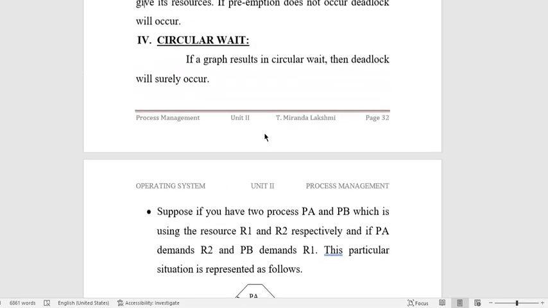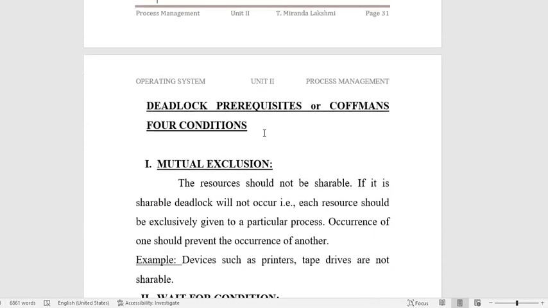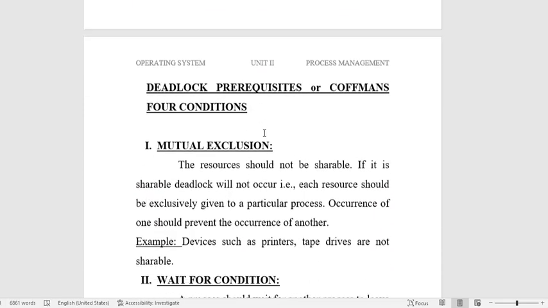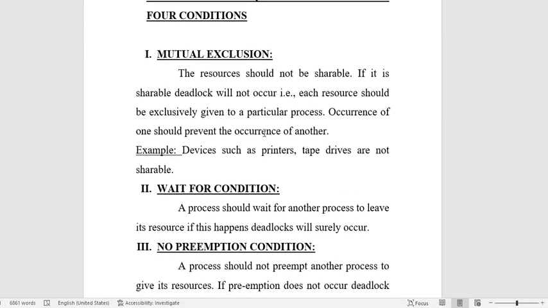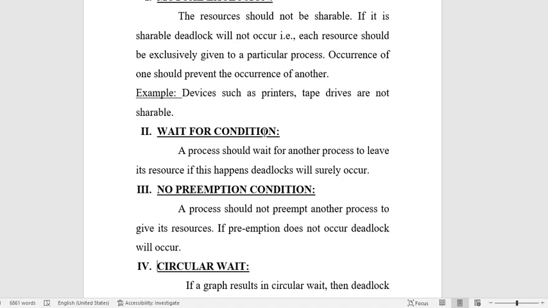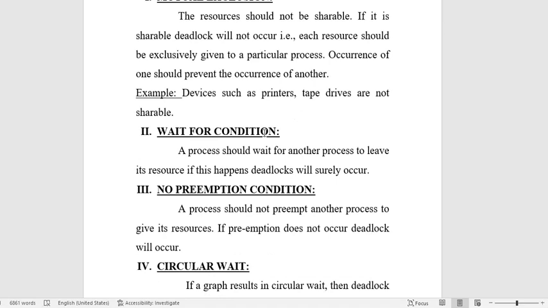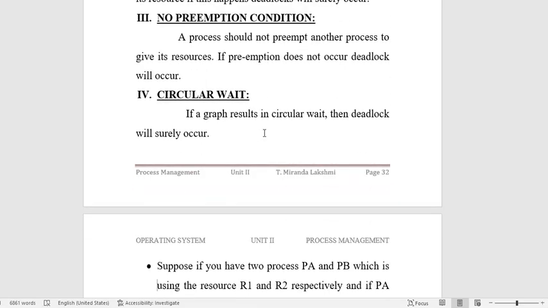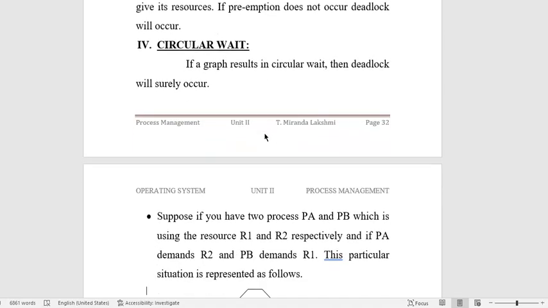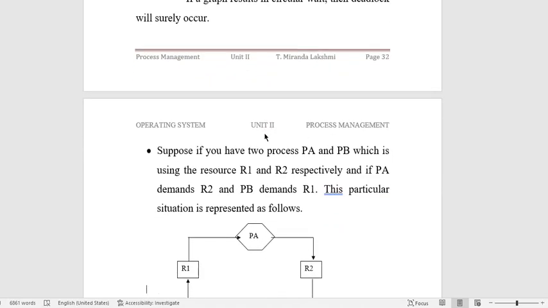So these are the four important conditions which Coffman framed: mutual exclusion, wait for condition, no preemption condition, and the last one, circular wait. In mutual exclusion, a resource is exclusively given to a process, then the deadlock will occur. Wait for condition: a process should wait for another process to leave its resource, then the deadlock will occur. No preemption: if preemption does not occur, deadlock will occur. Next is circular wait: if a graph results in a cycle, then you can say the deadlock has occurred.